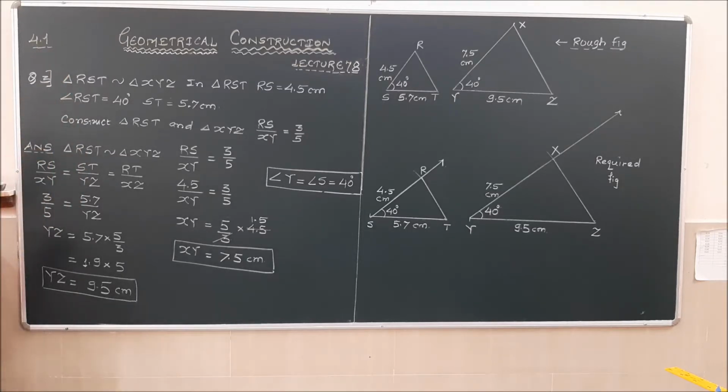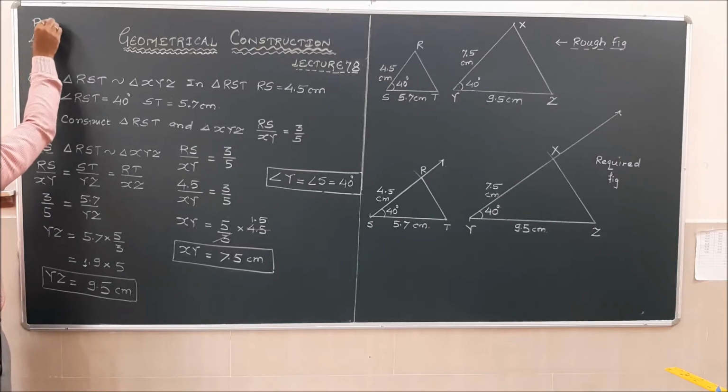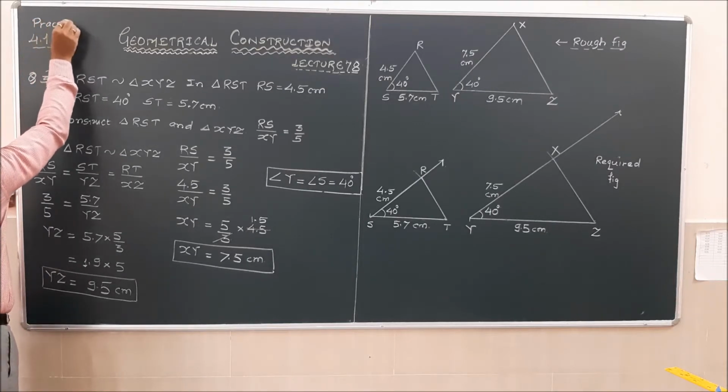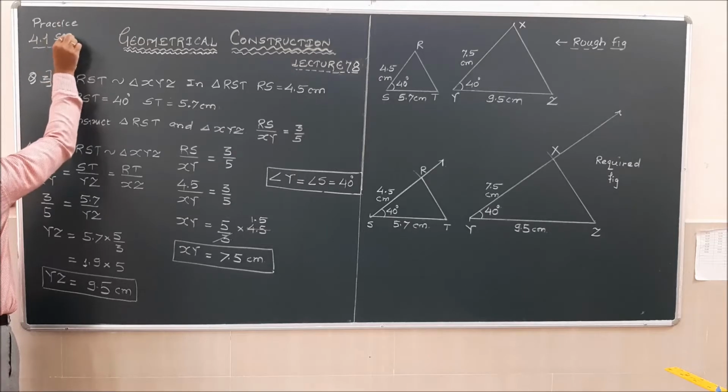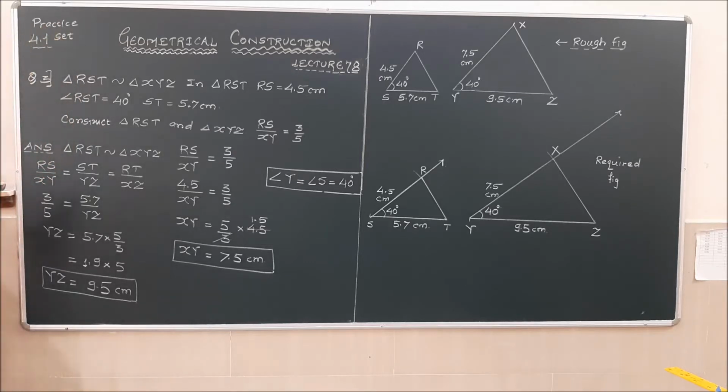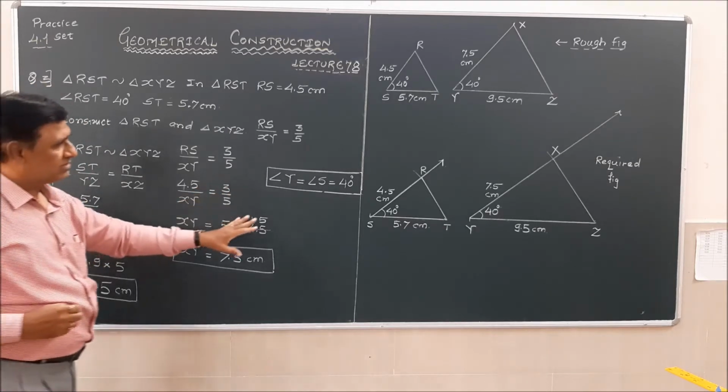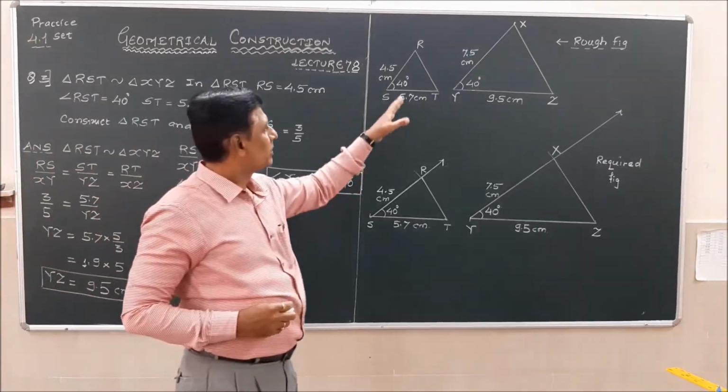Right? It's time to find your practice set. Then question 3. These are the calculations I explained. Y is equal to S is equal to 40. Rough sketch.